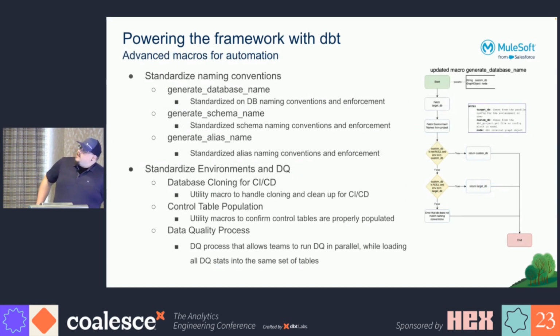On top of that, what we started to do was look at, okay, what are the standards we want to see? What are the naming conventions we want people to follow? How do we want these things to look? And we started building in processes to enforce those standards and naming conventions. This meant doing things like providing standard macros that everyone used that would define how to generate database names, how to generate schema names, how to generate aliases, overriding what dbt's standard functionality is to enforce those to stick within the expected naming conventions that we had for the entire organization.